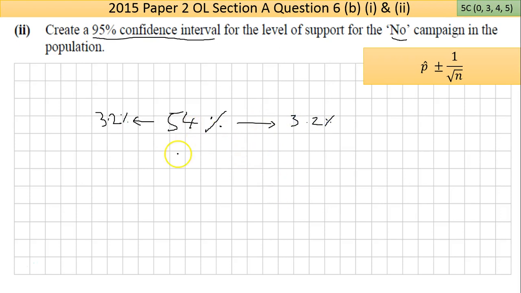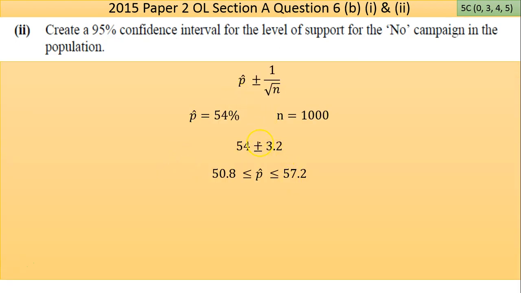To phrase that in a proper way, you take away the 3.2% and you have 50.8. So the 54% could be as low as 50.8% of the population supporting no, or as high as 57.2% based on the margin of error. And that's basically what a confidence interval is. I'll stop at that.